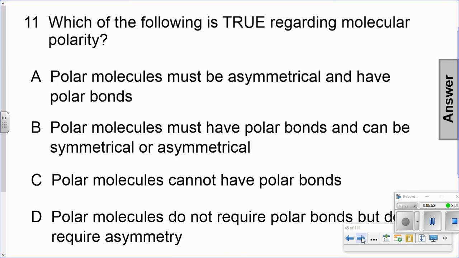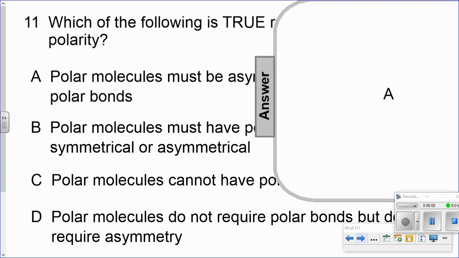Okay, so what I'd like to do is do a couple practice problems and revisit polar and nonpolar covalent bonds. So which of the following is true regarding molecular polarity? Okay, see what you can do here. Pause the video when you need to. There's the answer.